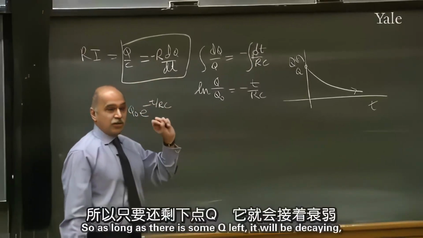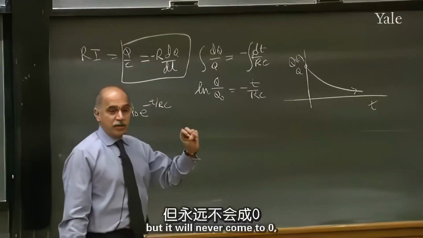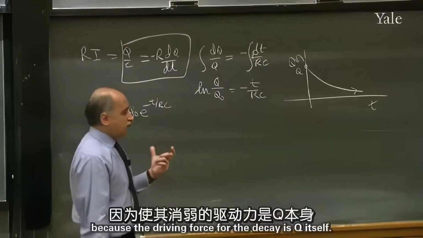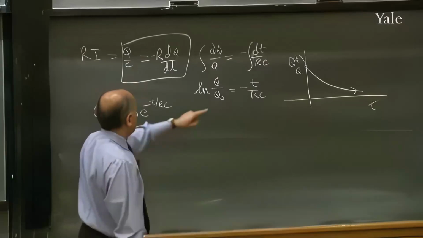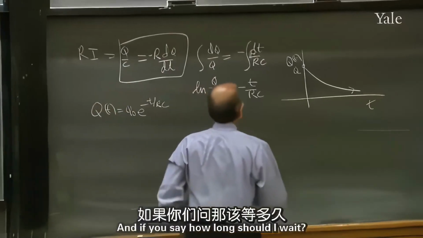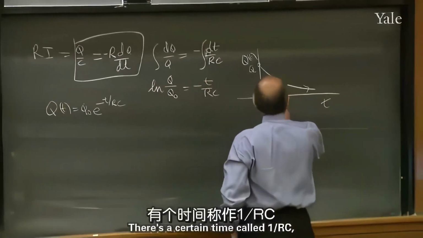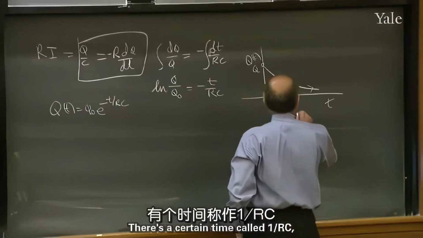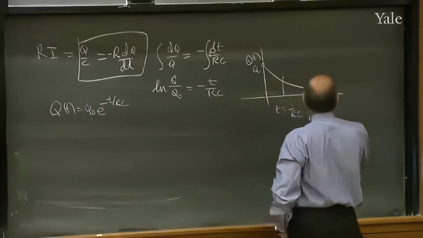So as long as there is some Q left, it will be decaying, but it will never come to 0 because the driving force for the decay is Q itself. And if you say, how long should I wait? There's a certain time called 1 over RC, which is called the time constant.